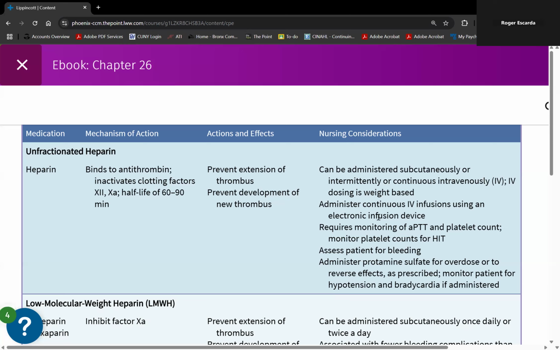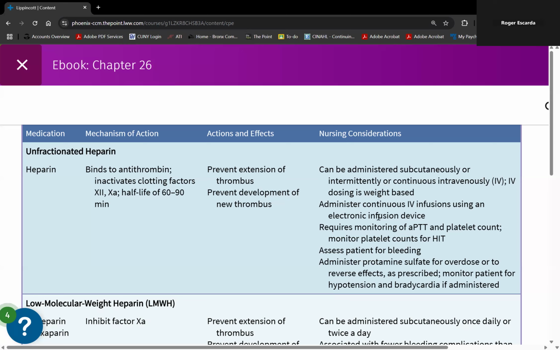Why IV? Why not sub-Q? There's already a clot. If we're trying to prevent one, we can give it subcutaneously. By the way, if we give heparin IV, the half-life is only 1 hour, maximum 90 minutes. If we give it sub-Q, the half-life becomes 8 to 12 hours. So you understand why, right? Why we give something sub-Q and why we give something IV.